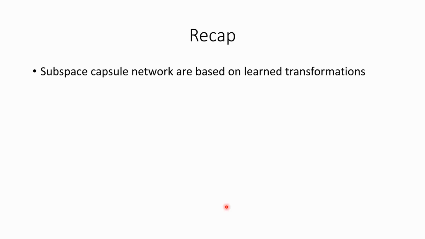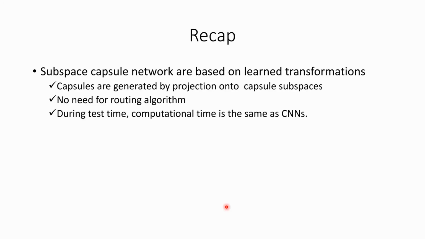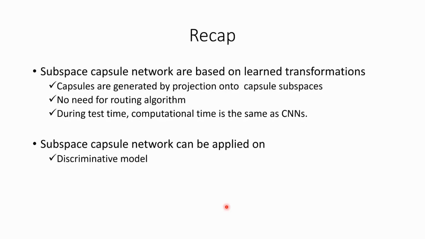And to summarize what we presented, subspace capsule networks are based on learned transformation. So capsules are generated by projection onto capsule subspaces. We don't need any routing in this model. And during test time, the computational time is the same as regular CNNs, so we don't have any time overhead. And subspace capsule networks can be applied on both discriminative models and generative models.